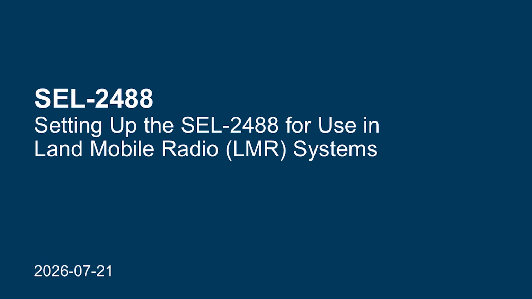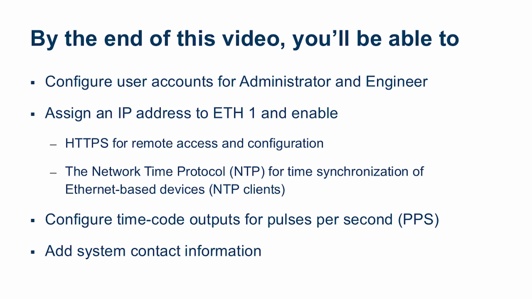In this video, I'm going to demonstrate how to set up an SEL-2488 satellite synchronized network clock for use in a land mobile radio system. By the end of this video, you'll be able to configure user accounts for admin and engineer, assign an IP address to Ethernet 1 and enable HTTPS for remote access and configuration, and NTP for time synchronization of Ethernet-based devices or NTP clients. You'll be able to configure timecode outputs for PPS and add system contact information into the clock.